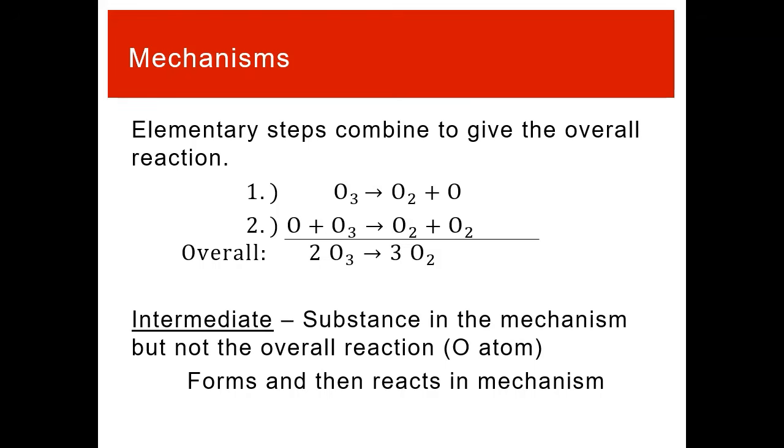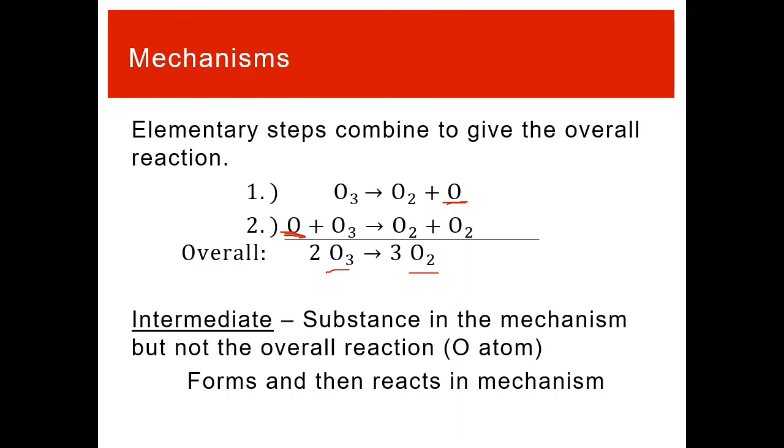One of the other things about a reaction mechanism, these steps, is that they indicate what the intermediates are. So this O atom that is created in the first step is then used in the second step. This idea that it's something that's created and then is used is called an intermediate. It is something that's a part of the mechanism, but not the overall reaction. So you'll note the overall reaction is ozone becoming O2, not O atom. And so these intermediates are substances, some sort of molecule or atom, that are created in the process of going through the steps. Oftentimes intermediates are reactive.